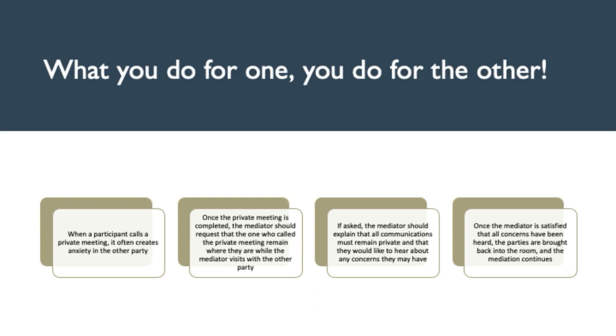When a participant calls a private meeting, it often creates anxiety in the other party. Once the private meeting is completed, the mediator should request that the one who called the private meeting remain where they are while the mediator visits with the other party. Naturally, the other party may be curious about what was said in the caucus. If asked, the mediator should explain that all communications must remain private and that they would like to hear about any concerns they may have. Once the mediator is satisfied that all concerns have been heard, the parties are reunited and the mediation continues.